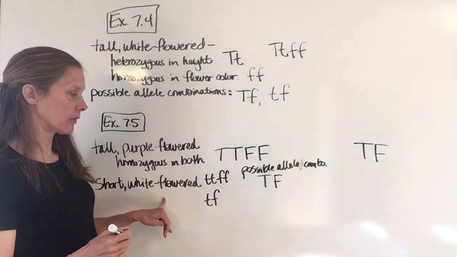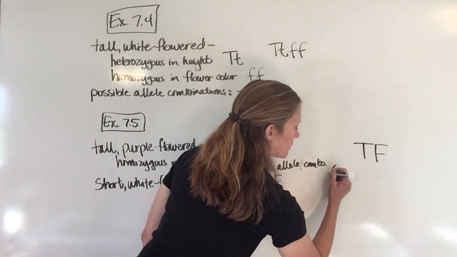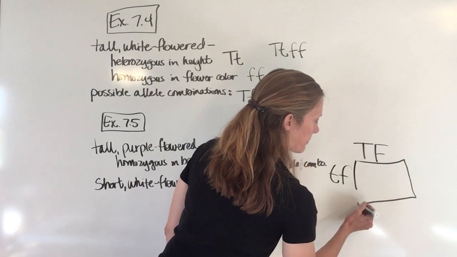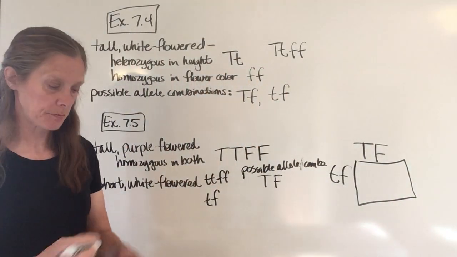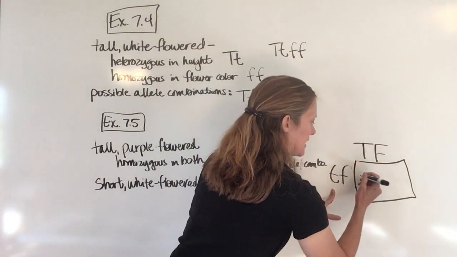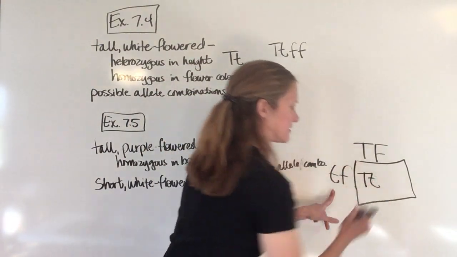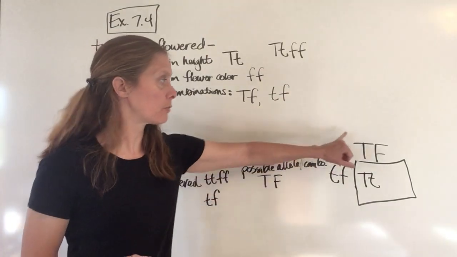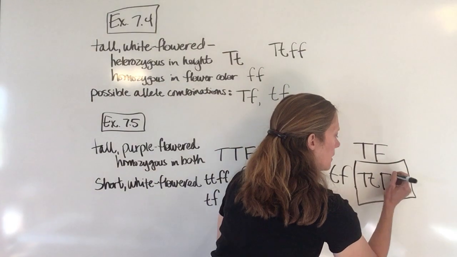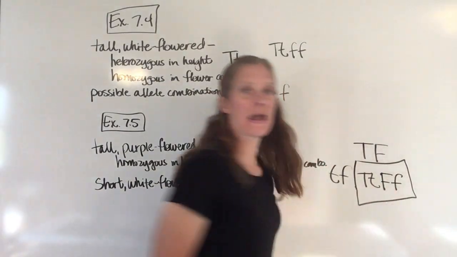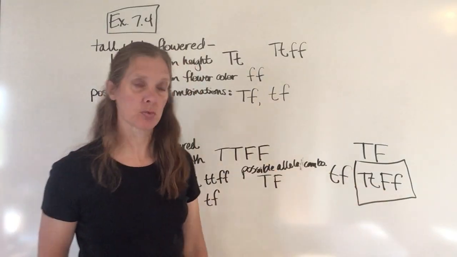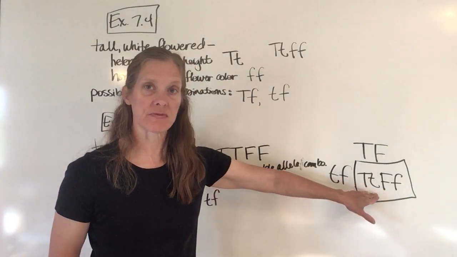The short white flowered plant can only give me a little t and a little f, and so this is a really easy Punnett square to make, because my offspring is going to have a capital T and a little t, because remember, you get one allele from each parent, and it's going to have a capital F and a little f, because you're going to get the flower color from each parent as well. All of the offspring are going to have the same thing.